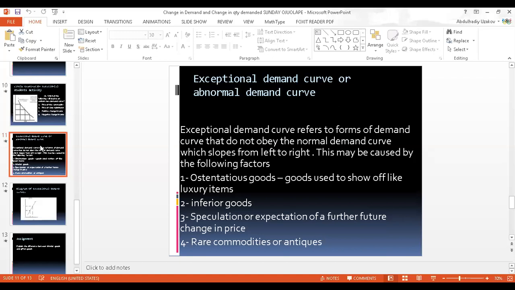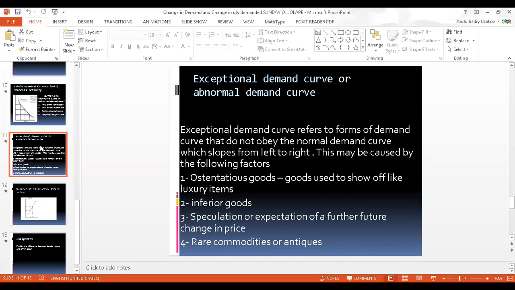But in this case, when the prices of such items are going down, people are even distancing themselves. They are moving away from consumption of such items. So that is another exceptional demand or abnormal demand situation.